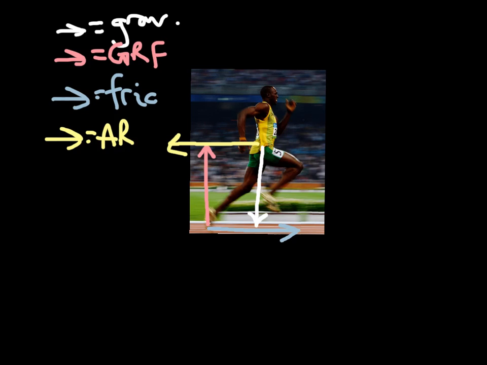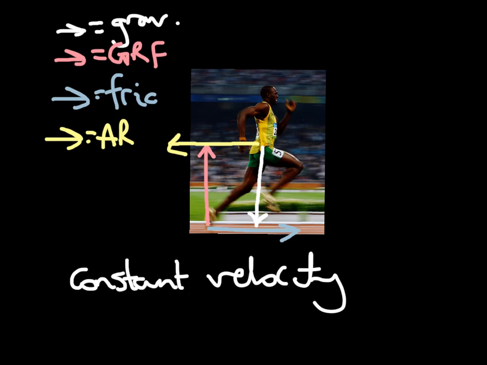So now these two are equal and opposite to each other, so they cancel each other out, and that shows now that he's running at constant velocity. He's neither accelerating nor decelerating, because this force is equal and opposite to that force, and that force is equal and opposite to that force.